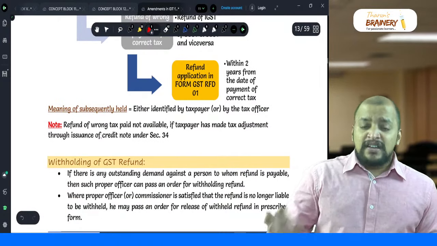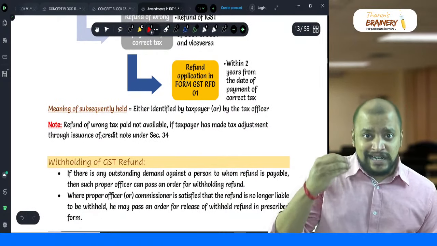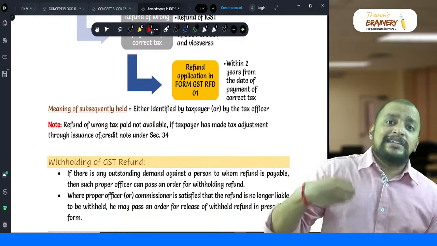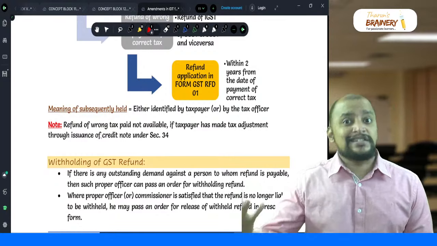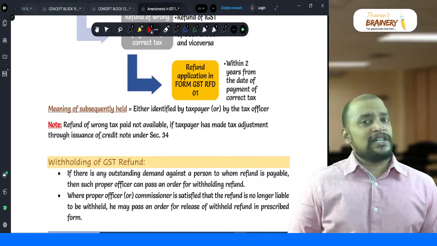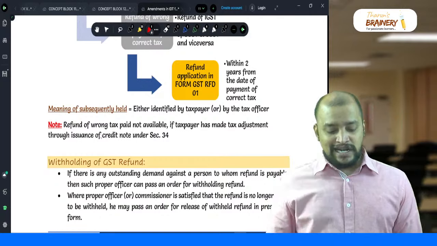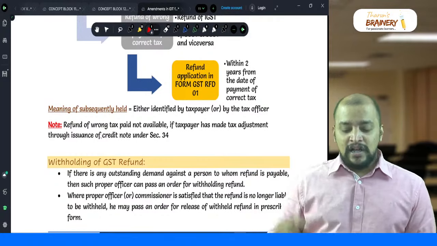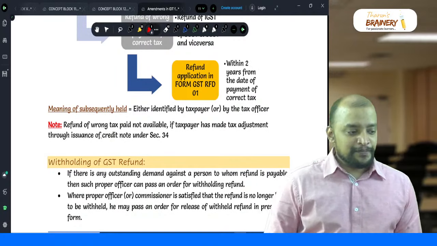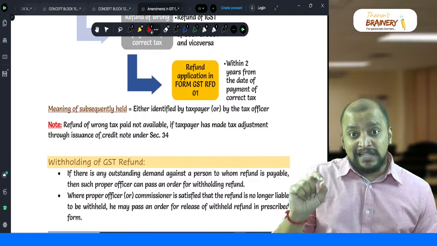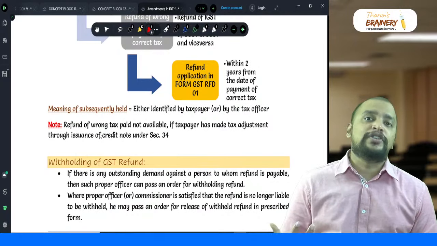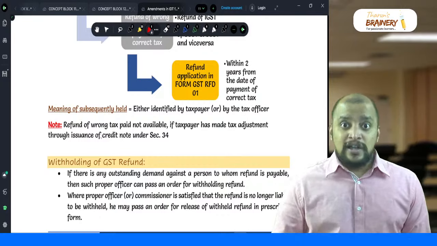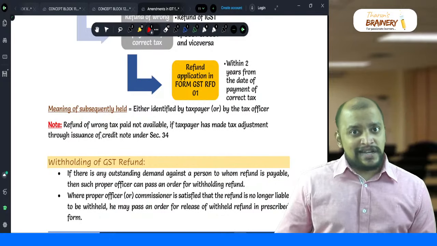Now, whenever we made an intrastate supply and subsequently it is held to be interstate, or whenever we made an interstate supply but subsequently it is held to be intrastate, that wording is used in the law. What is the meaning of subsequently held? Subsequently held means either identified by the taxpayer or by the tax officer. So the taxpayer himself came to know that the place of supply was wrongly taken, and that's why intra has become inter, or it can be identified by the tax officer.